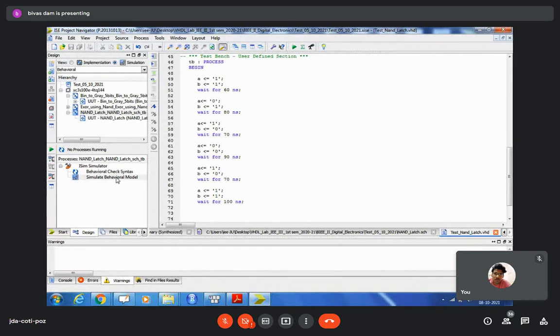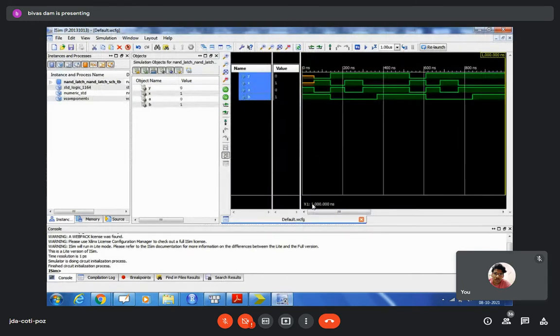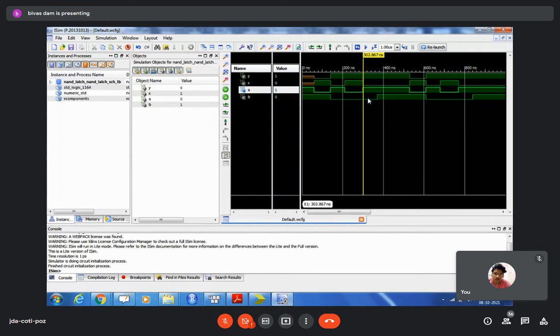Let me save this file and then go for the simulation. See, there is no problem at all. Here, A and B were both 0, so X and Y are both 1. Now at this time instant I have made A 1, B 0. As B is 0, that will force Y to be 1. And as Y is 1 and A is 1, X will become 0. So that is one defined value.